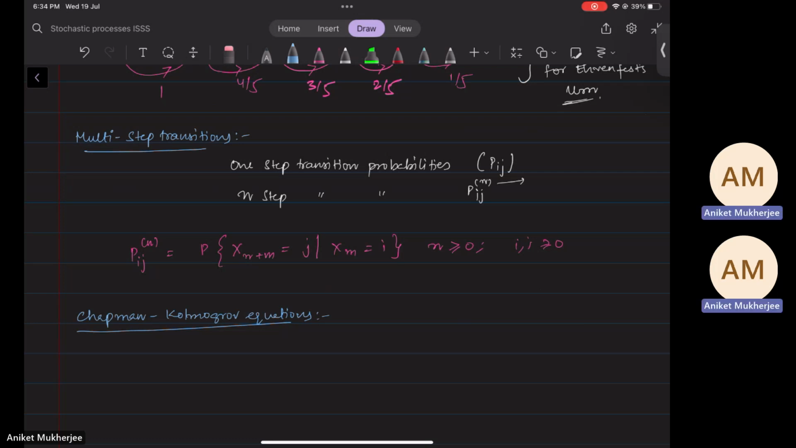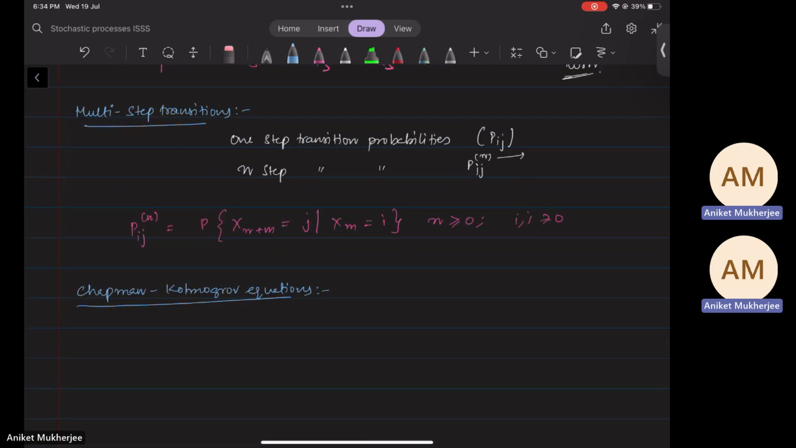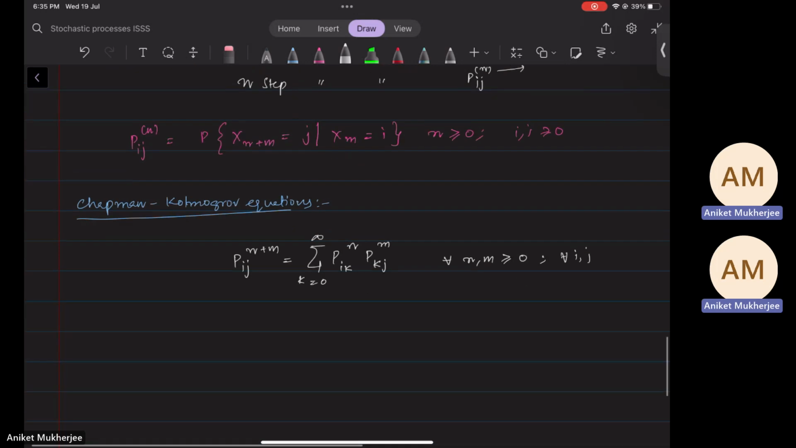First, write down the Chapman-Kolmogorov equation. That is P_ij^{n+m} equals the summation over k equal to 0 to infinity of P_ik^n P_kj^m. Here we are taking that the state values can be all the non-negative integers, so 0 to infinity are the states that you can take. This is for all n, m greater than or equal to 0 and all i, j. This is actually very easy to see, so I'll just prove this first.